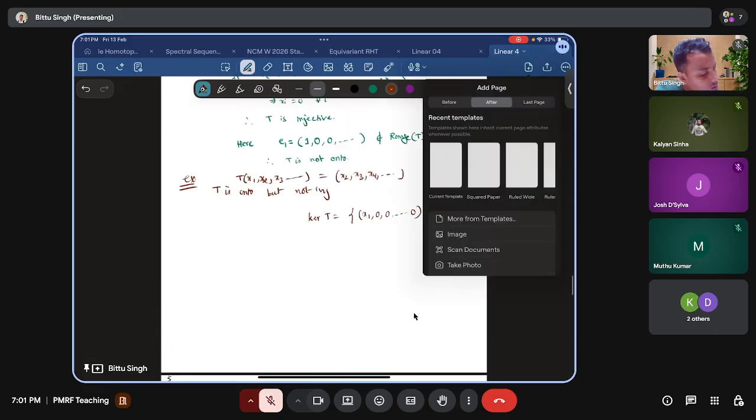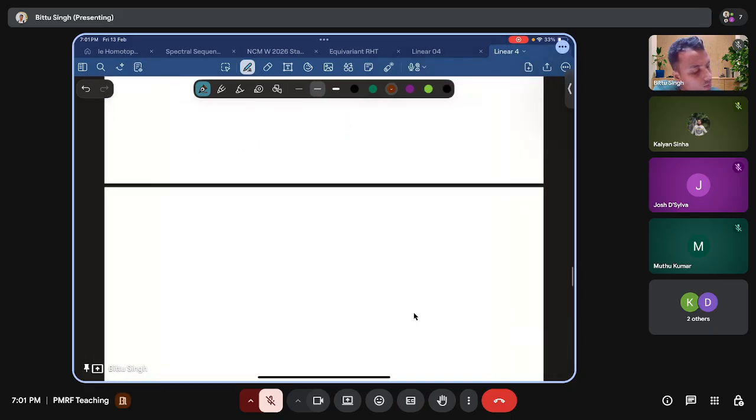Before that, let us see another example. We have already seen that T is an isomorphism, meaning it is one-to-one and also onto, injective and surjective, and this is equivalent to saying the matrix representation of T is invertible.